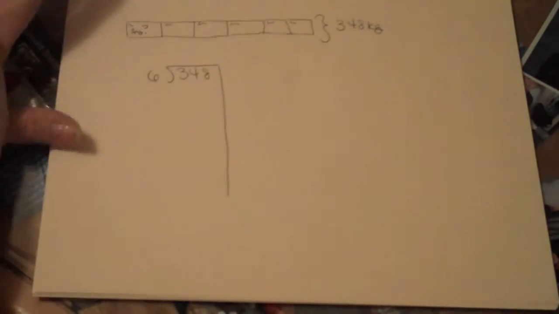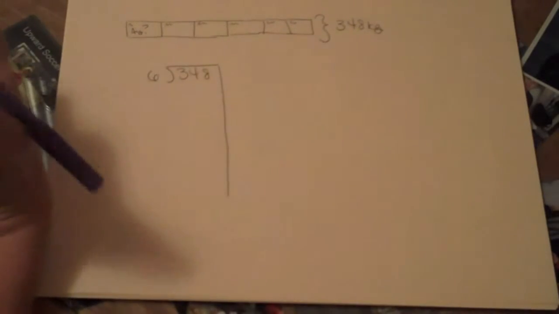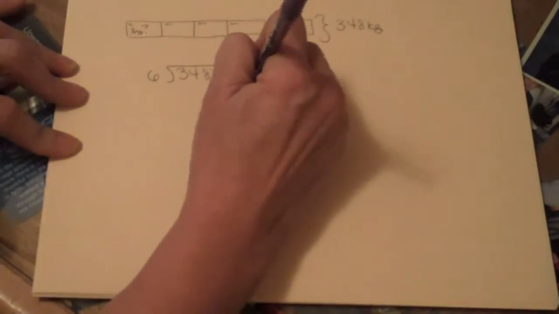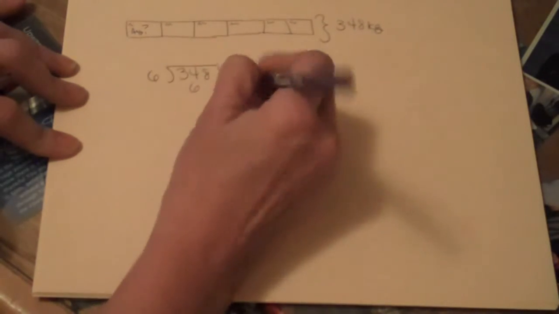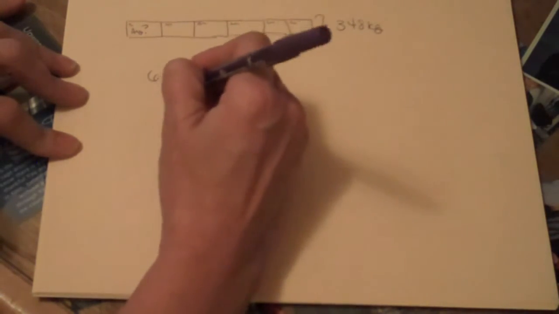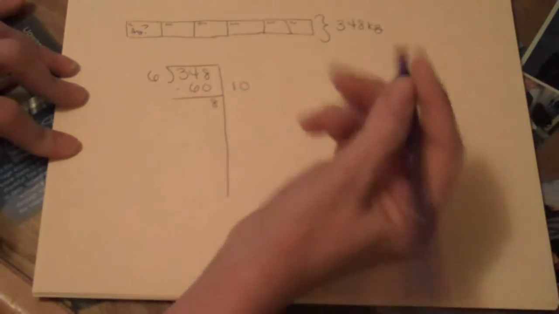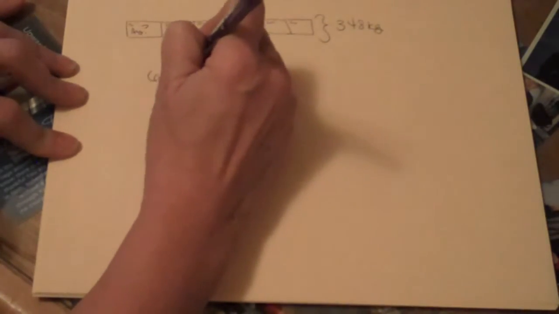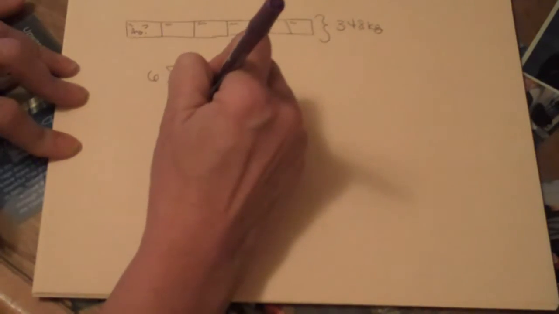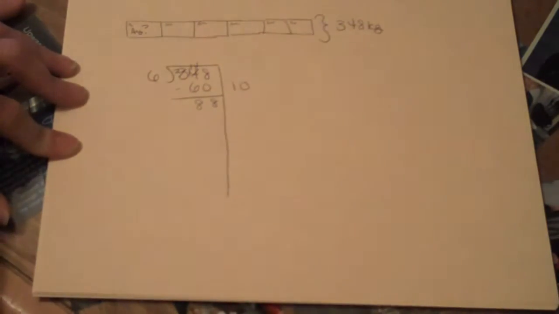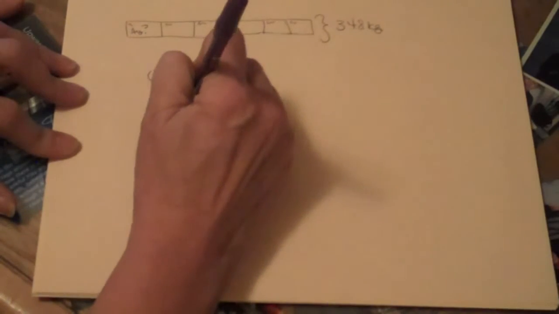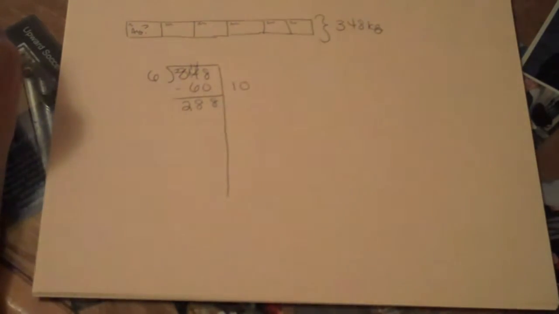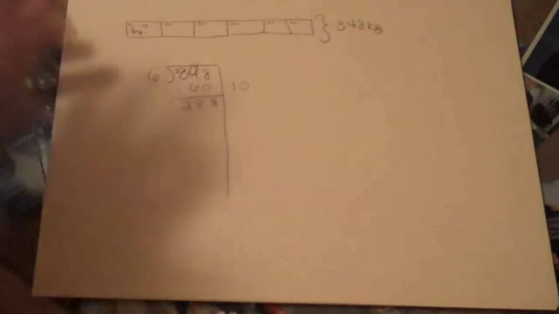Okay, 6 goes into 348. I know that there's at least 60 in there, and that would be 10. So I'm going to put 10 over here, and 10 times 6 is 60. Subtract that, then I have 14. Make that a 2, that becomes 14. 14 minus 6 gives me an 8. And then I have a 2 here, 288.